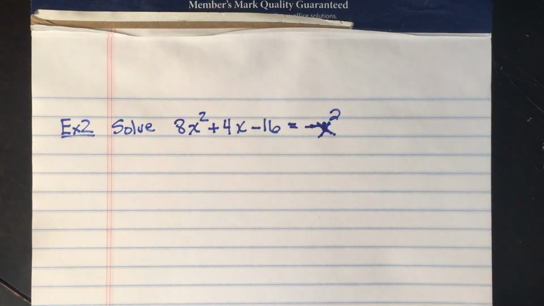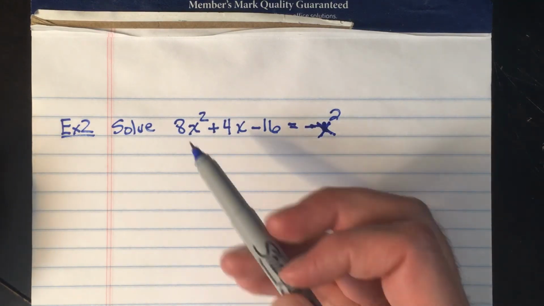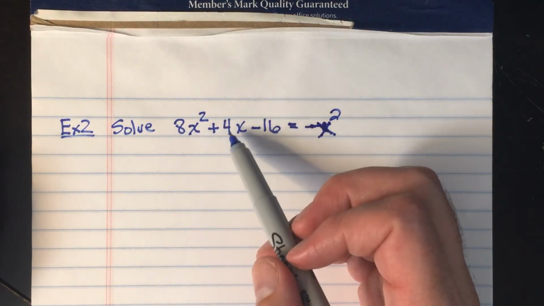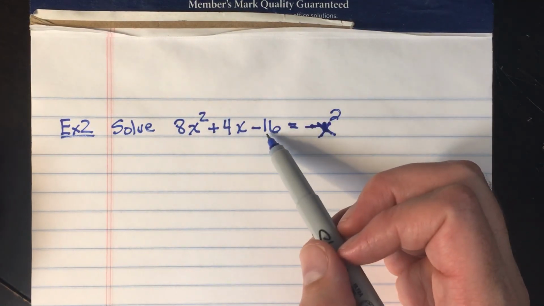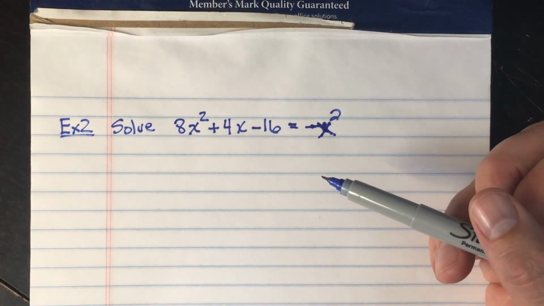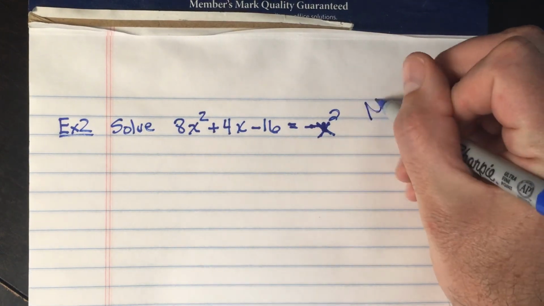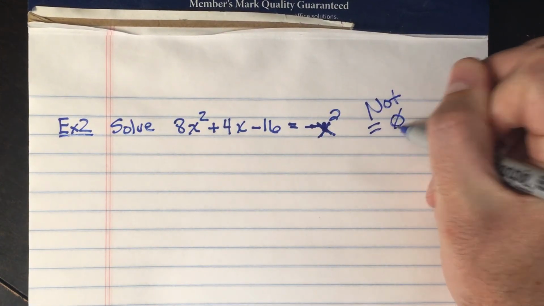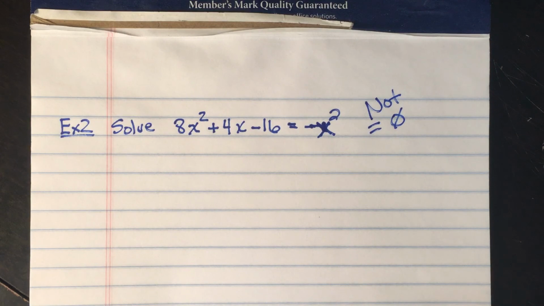And so it might be really, really easy to look at this and say, well, a is 8, b is 4, c is -16, plug it in your calculator and you're done. The problem is this equation is not equal to 0. And if it's not equal to 0, then we can't just grab our a's, b's, and c's. Our first step is we got to make it equal to 0.